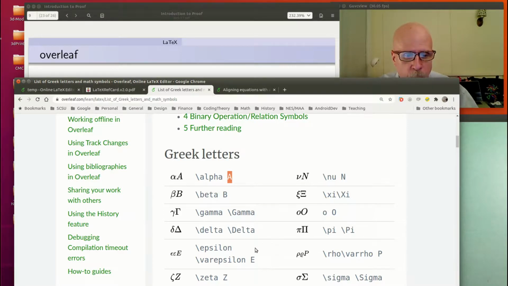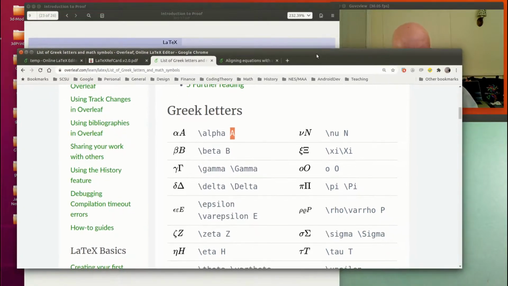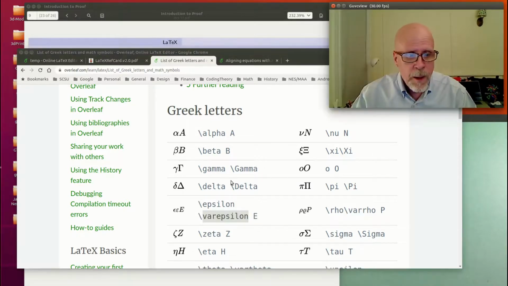There are two different versions of epsilon. Standard epsilon looks a bit like the symbol for is in the subset. Is it? I'm having a hard time saying that. The "in a set" thing. It's not quite the same. And then there's a variant of epsilon, \varepsilon. If you don't like the looks of the regular epsilon and you want to use that, use \varepsilon. Personally, I always use \varepsilon.